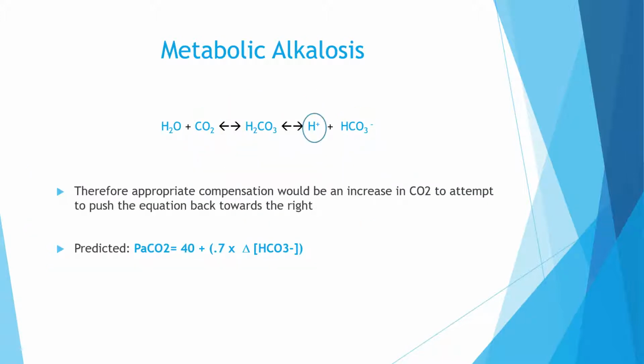And for metabolic acidosis, your bicarb is low, leading to your H plus being high. So your equation is pushed to the left, and in order to push it back to the right, you're going to try to decrease your CO2. So the equation to use is CO2 equals 40 plus 0.7 times the change in your bicarb.